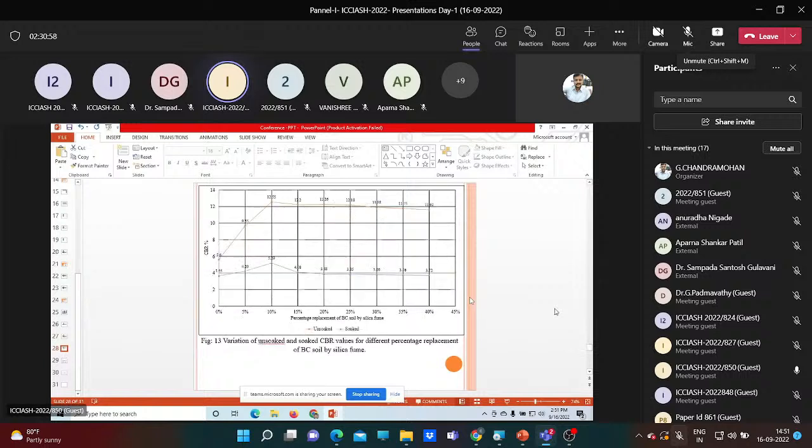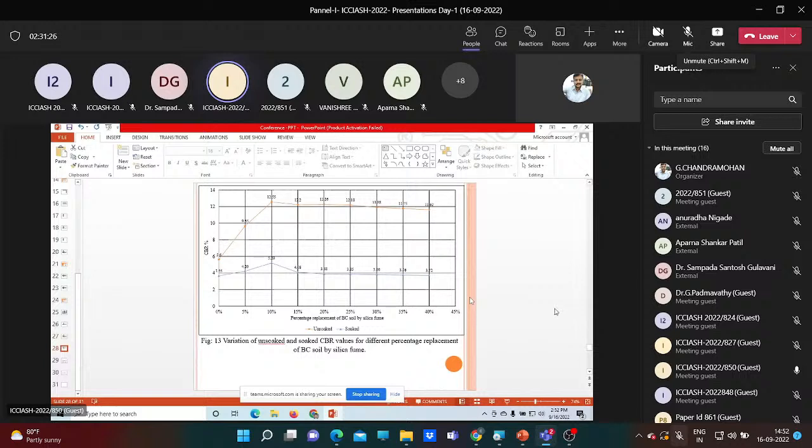Coming to the main parameter for the design of flexible pavement, wherein we consider the CBR value as the optimum value. Here, when 10% of silica fume was replaced in the BC soil, the value obtained for the unsoaked condition was 12.55%, and for the soaked condition it was 5.20%, which proved to be a good result for stabilization of the BC soil.